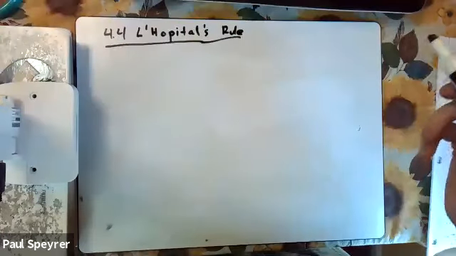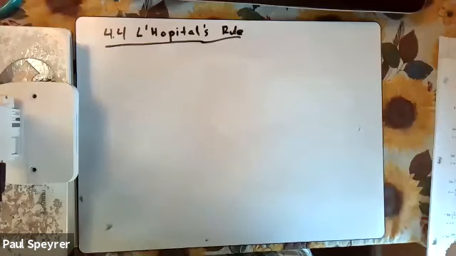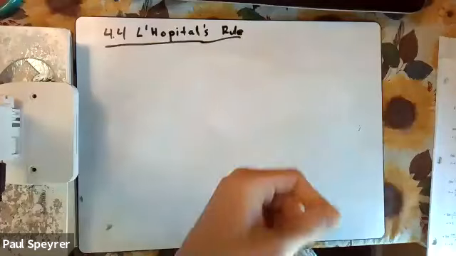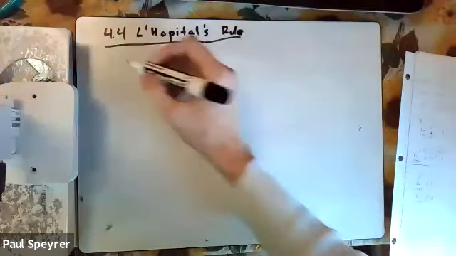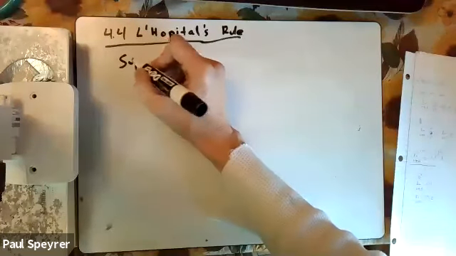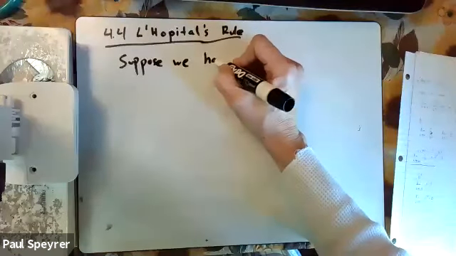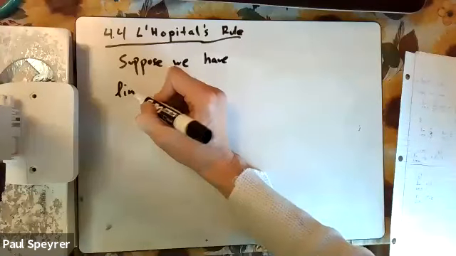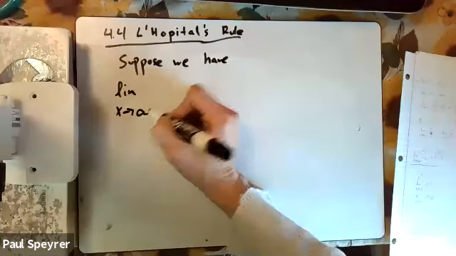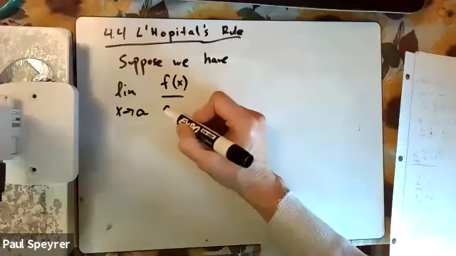So what is L'Hôpital's rule? It's basically a tool or like a calculus trick that lets us analyze limits that are initially in indeterminate form. Okay. So what do I mean by that? Let's say, suppose we have a rational expression, or examining the limit as x approaches a of a rational expression which is f of x over g of x.